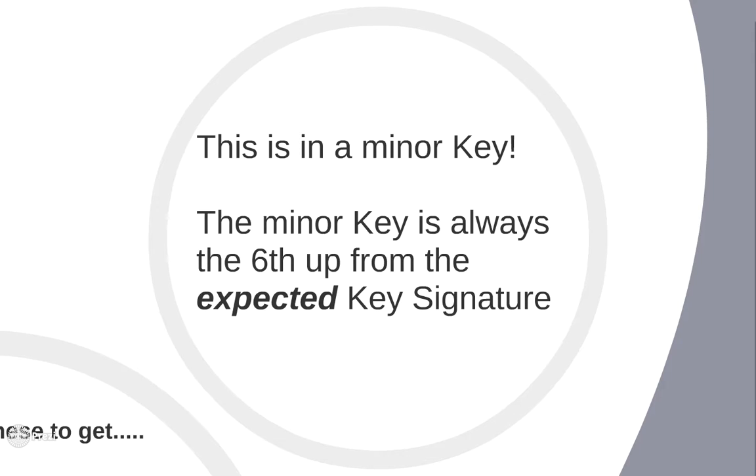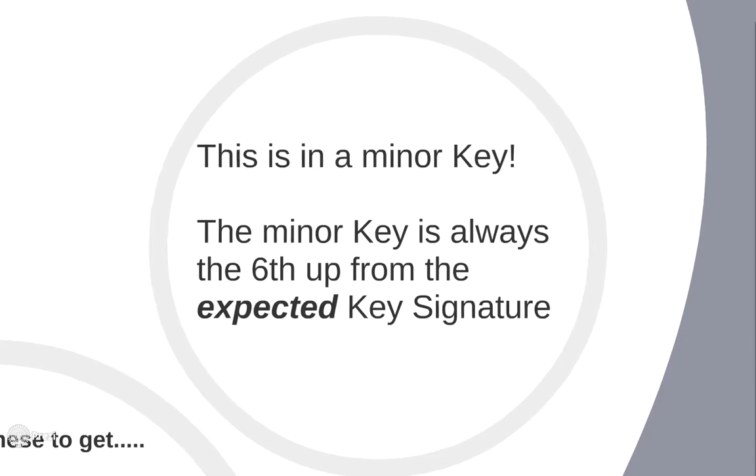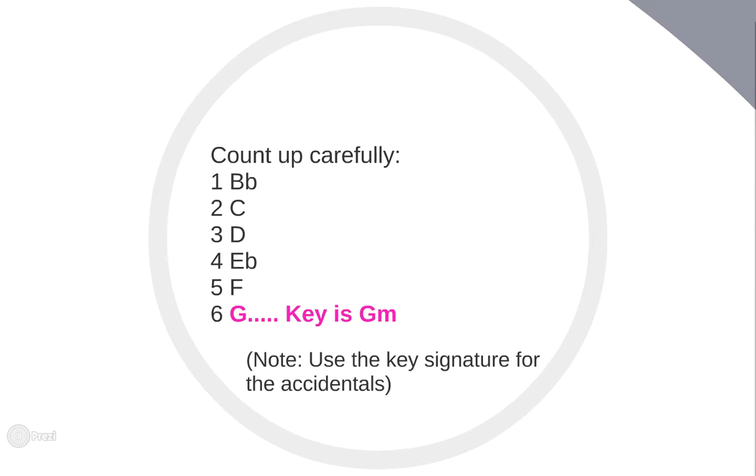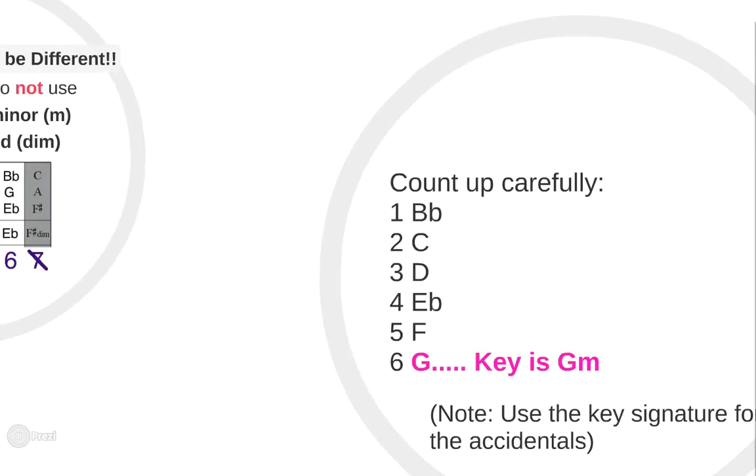So the minor key is always the 6th up from the expected key signature. So we had 2 flats in this question. 2 flats means it's in the key of B flat. So literally on your hand, count it up carefully. So our first is B flat, then C, then D, then E, then F, and then G. G is our 6th, so this key is G minor. Then obviously you use the key signature that was given for those 2 accidentals. That's why I've marked B flat and E flat. And also if you take a look back where we were a second ago, the key is G minor. That G minor now actually does match the first chord box in the question.